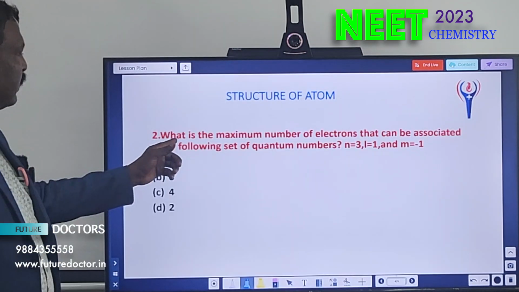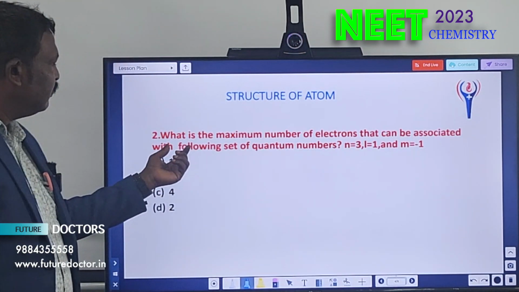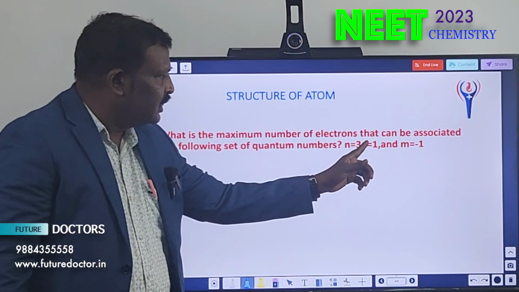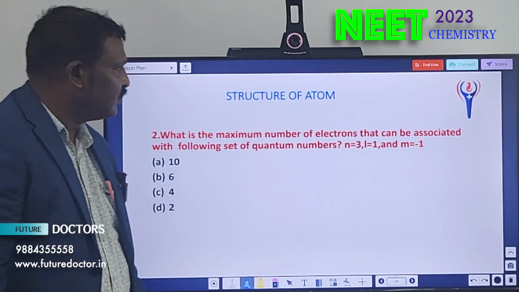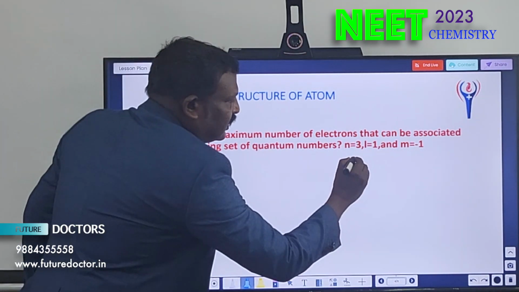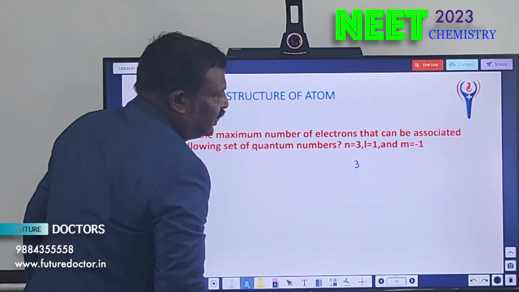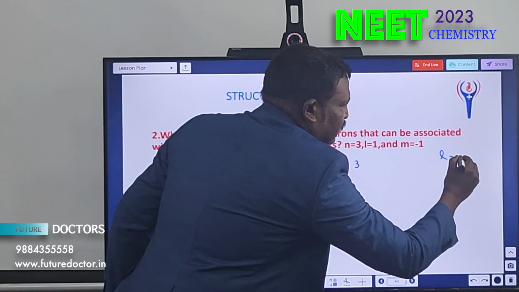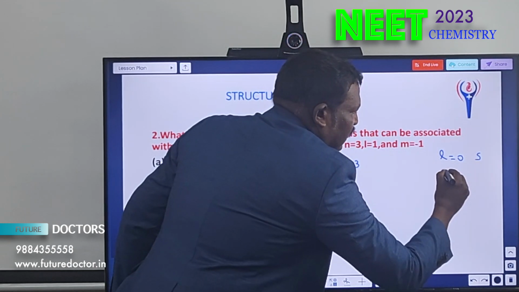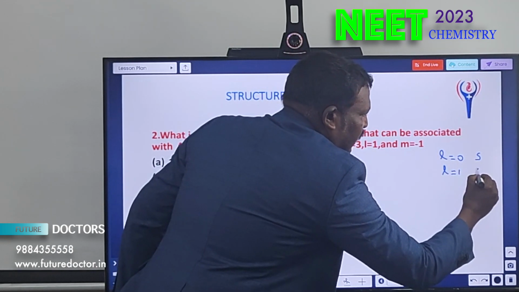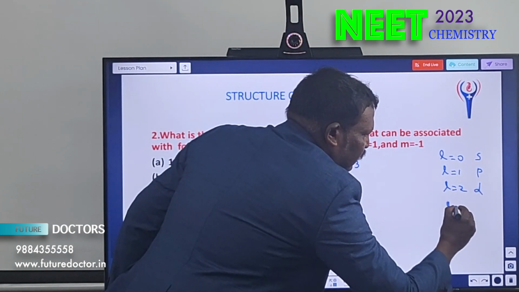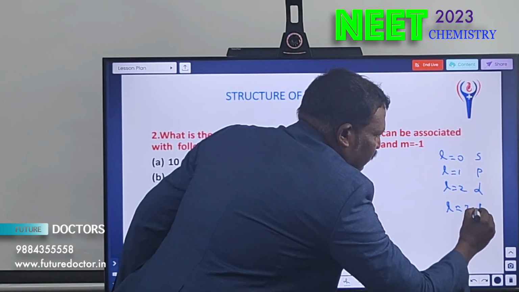Next one. What is the maximum number of electrons that can be accommodated with the following set of quantum numbers? n is equal to 3, l is equal to 1, and m is equal to -1. So n is equal to 3 is the principal quantum number. You should memorize this: l is equal to 0 means s orbital, l is equal to 1 means p orbital, l is equal to 2 means d orbital, l is equal to 3 means f orbital.